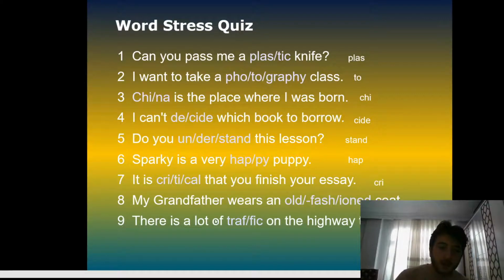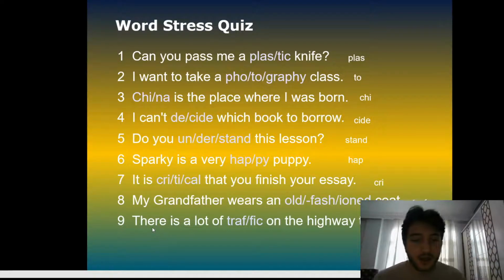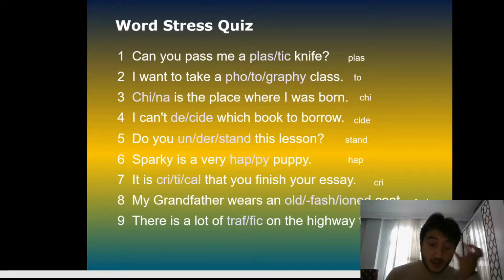My grandfather wears an old-fashioned coat. As you can see, stress at the second syllable, fash, old-fashioned. There is a lot of traffic on the right highway. Stress at traffic, the first part of it. Traffic.